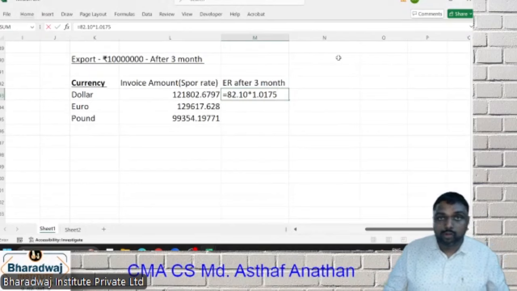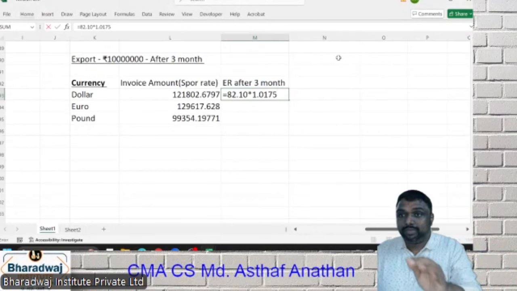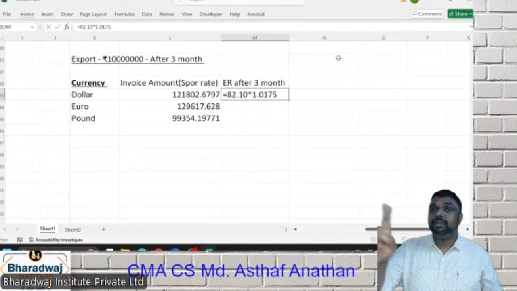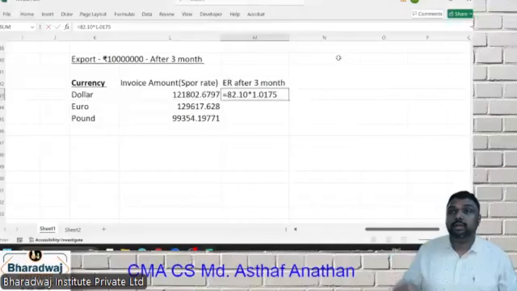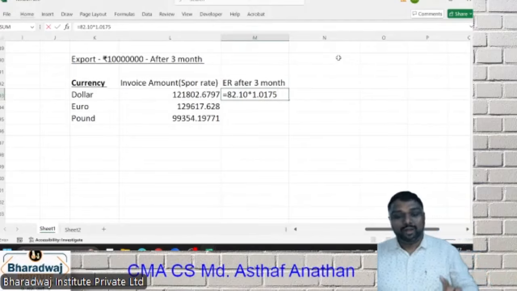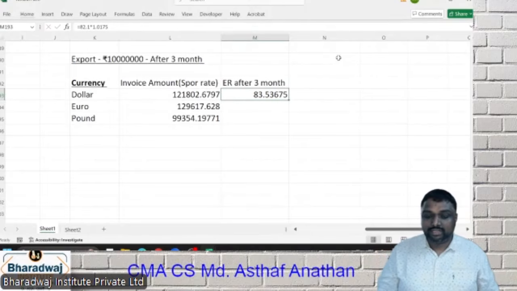Do you want a working note? That is, 7% is after 1 year only. You have 3 months only. So 7% for 1 year; for 3 months, what will come? 6 months, 3.5. Again, 1 by 2, 1.75. So this is your exchange rate after 3 months.